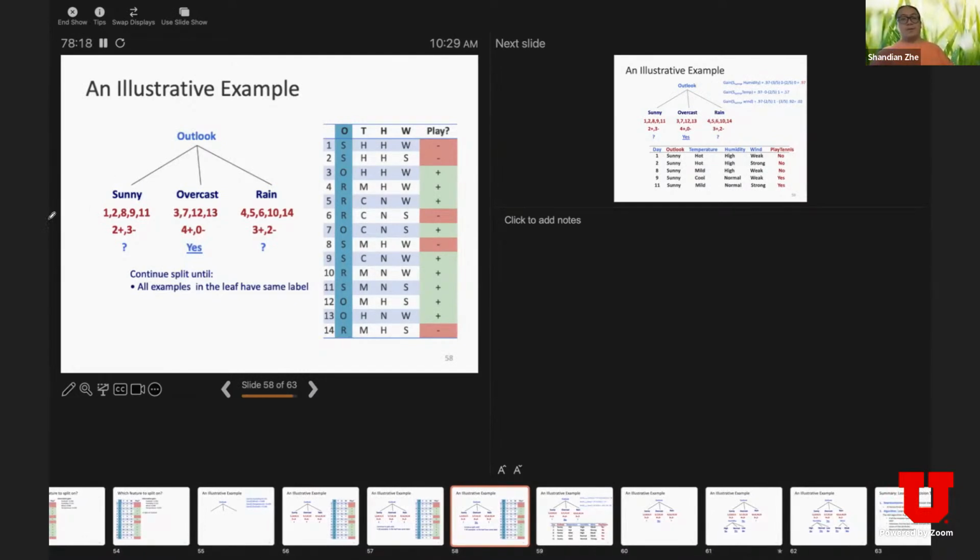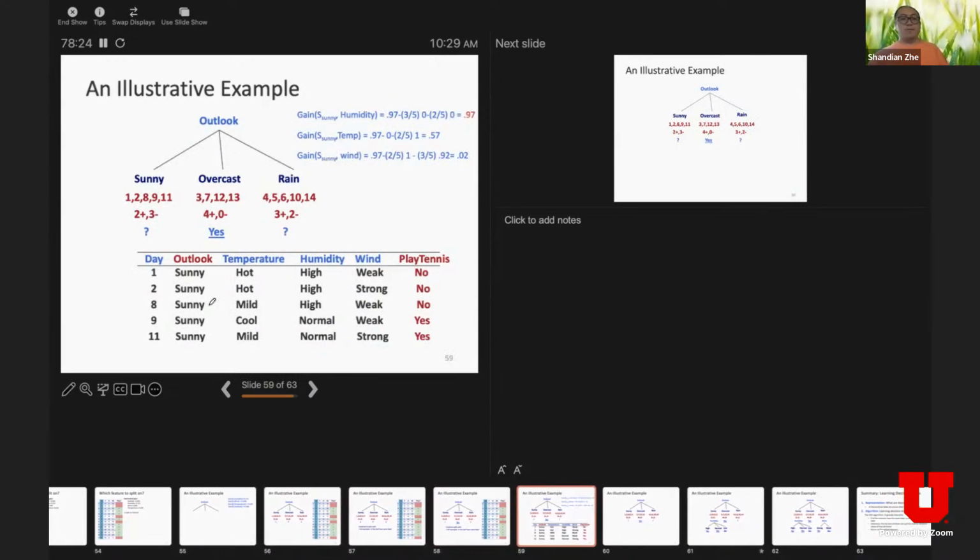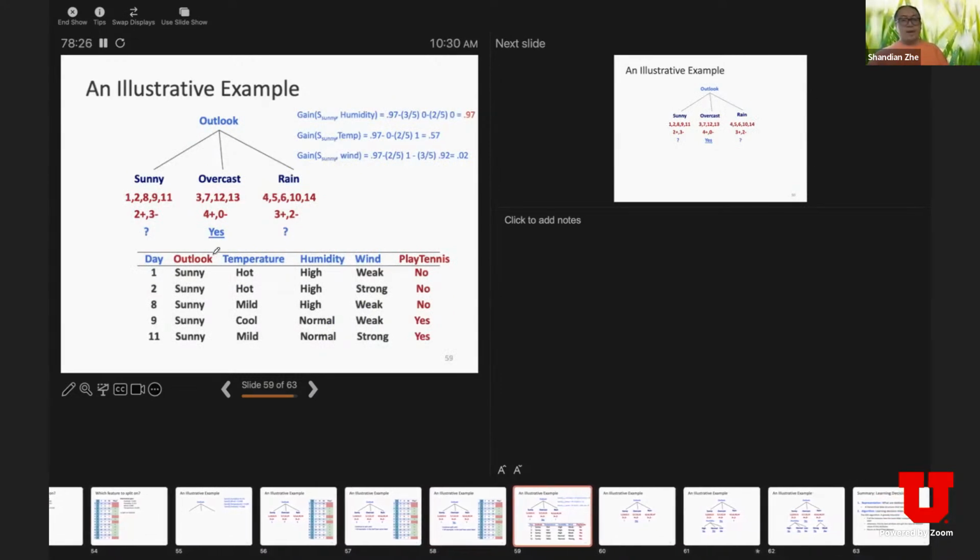Then we can take a look at the remaining 2 subsets. For the sunny subset, we know that the outlook value is sunny. That's why when we call ID3 again to partition these examples, we're going to kick out outlook, because outlook has been used and all the examples take the same value. It's not meaningful to use it anymore. We'll look at the information gain for the remaining attributes: temperature, humidity, and wind.